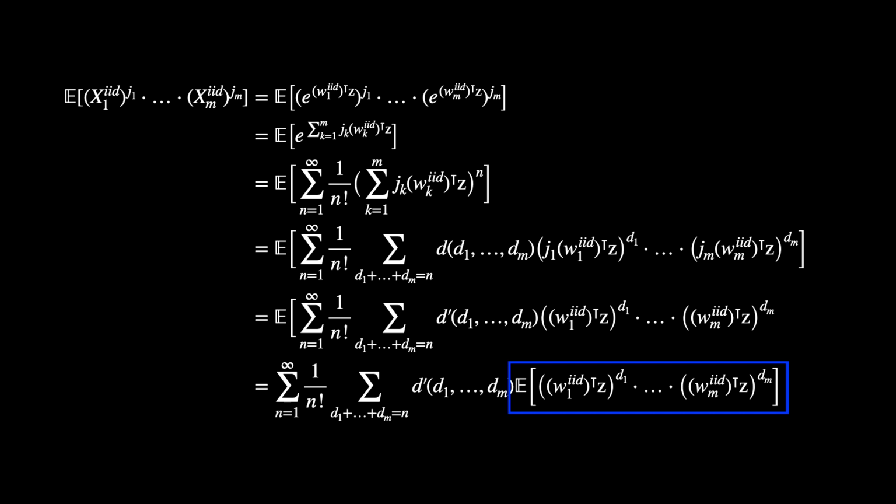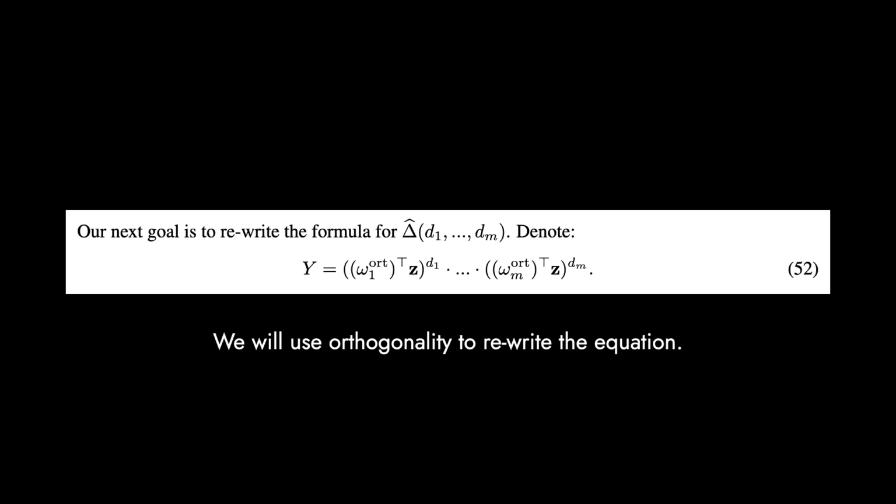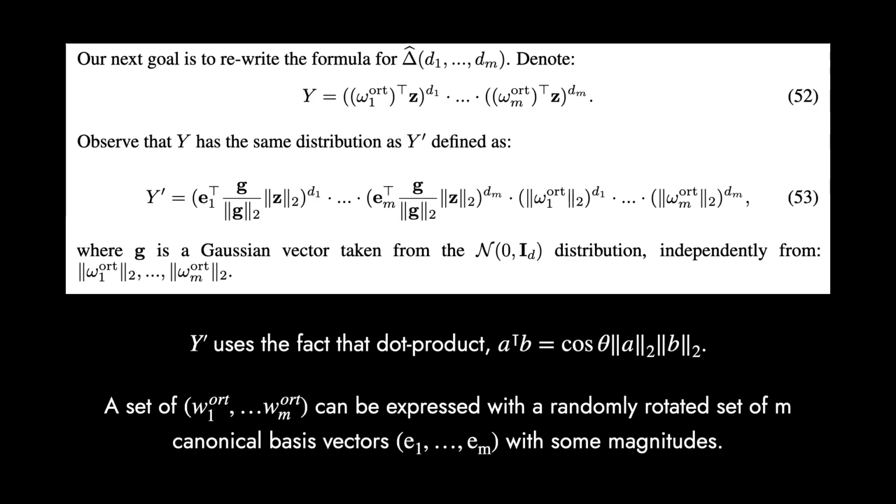However, the delta hat is got through the last term. So I believe equation 50 is not the exact formula, but it doesn't affect the rest of the proof. We will use orthogonality to rewrite the equation. Recall the definition of the dot product, which involves the angle between two vectors.